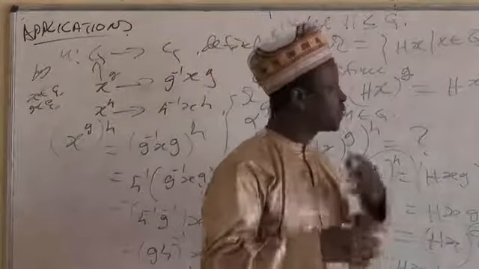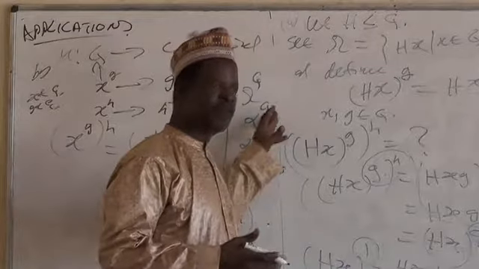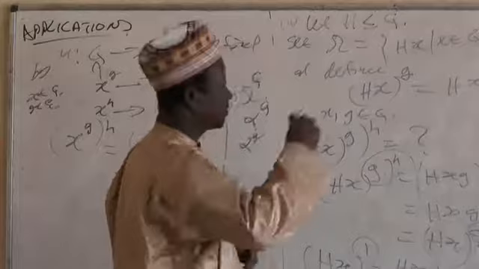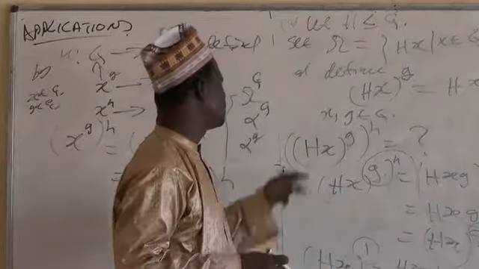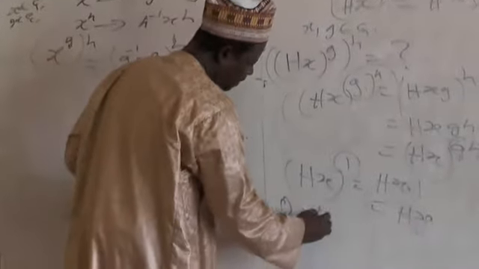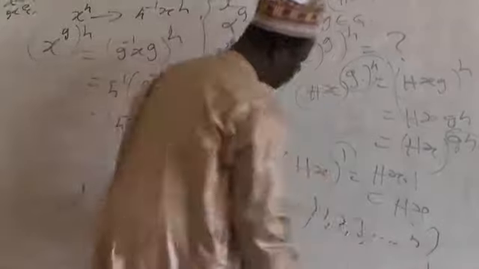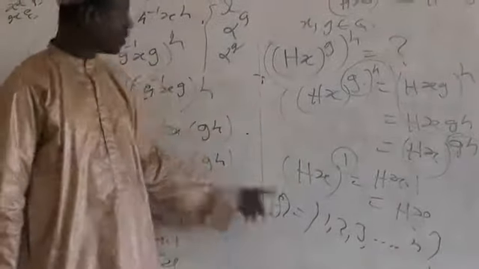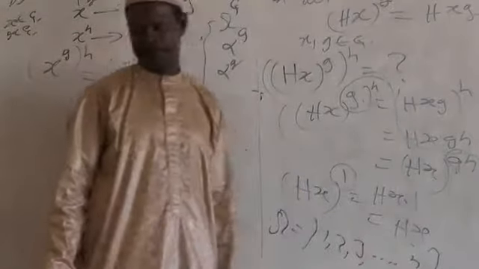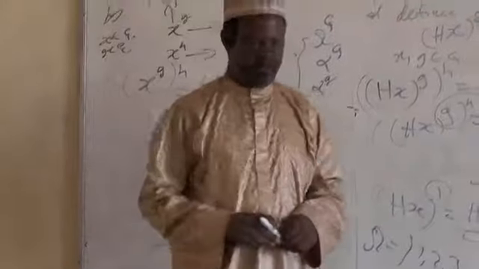And they will give rise to permutations. They will not change the elements themselves, but they will permute them. They will change the order of arrangement of the elements of omega. Remember, your omega is a non-empty set, which we say is a set of points 1, 2, 3. So what group action is doing is only to change the order of arrangement of these elements. Any questions?